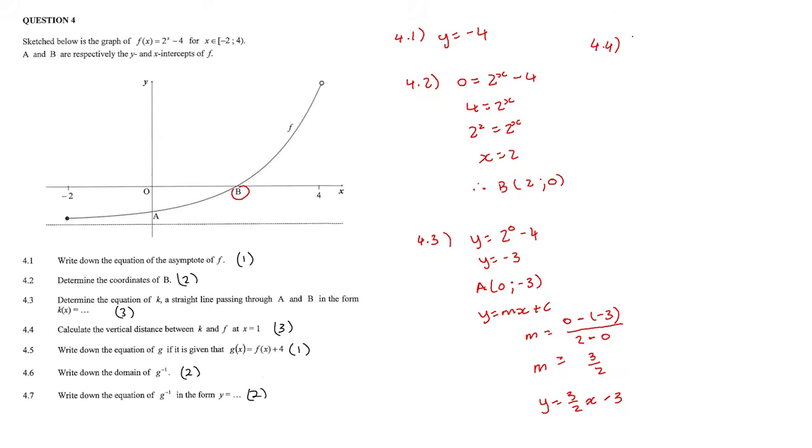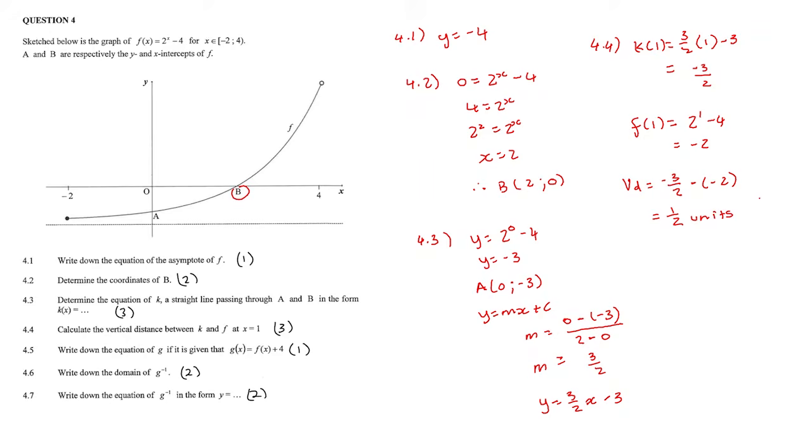Question 4.4. Calculate the vertical distance between k and f at x = 1. So for k at 1, we would have 3/2, which is our gradient, times 1, minus 3, and our value would be -3/2. This would be our y value. For f at 1, we would have 2^1 - 4, which is equal to -2. Now we just want to know the vertical distance between these two. So vertical distance is equal to -3/2 minus -2, and we get our vertical distance to be equal to 1/2 units.